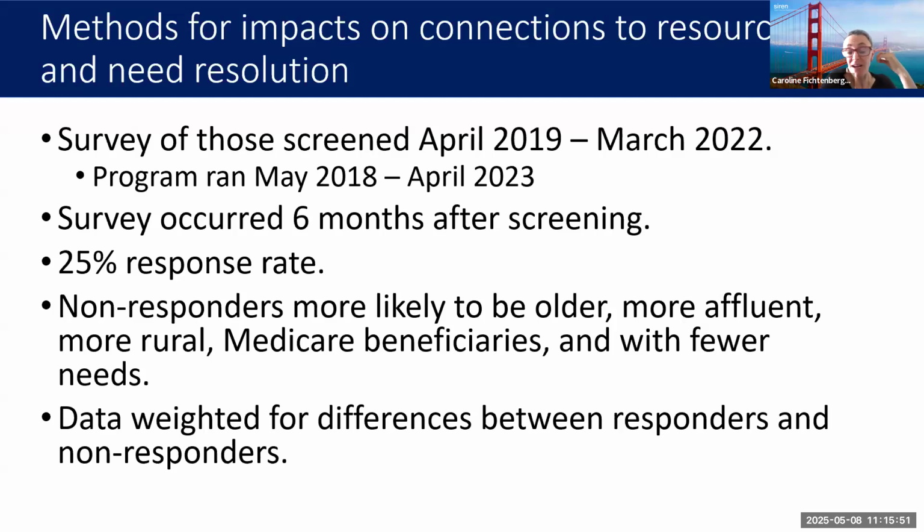They had a 25% response rate, and non-responders were different than responders. They were more likely to be older, more affluent, more rural, more likely to be Medicare beneficiaries, and they had fewer social needs. So to adjust for that, the survey data was weighted for differences between responders and non-responders, and then the results were also adjusted for a number of characteristics to make sure that the survey represented as well as possible all of the folks who were screened in that period of time.